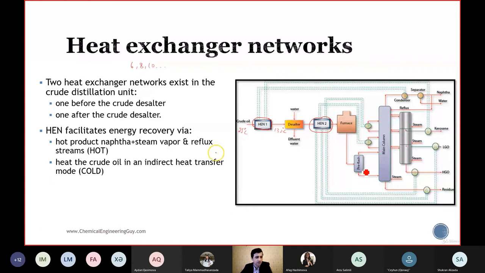From the pre-flash column, we have the main column. You can use the pre-flash column before the furnace or after the furnace. But in this case, we have the gases here and liquid here. It helps us with better distillation. After the furnace, we know that it is 400 degrees Celsius. Before the furnace, it is around 280 degrees Celsius.